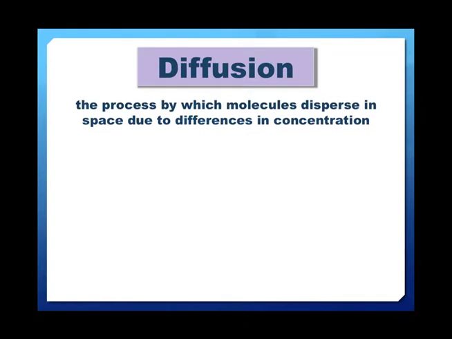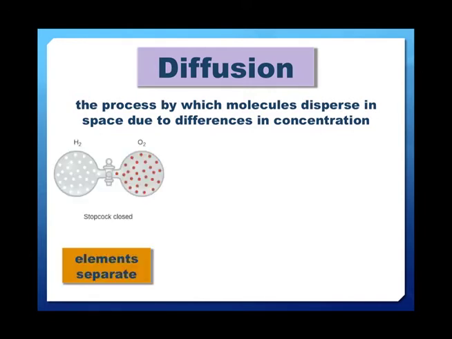When gases experience a discrepancy in concentration, they will move to even out this difference by a process called diffusion. Particles in an area of higher concentration will spontaneously move to an area of lower concentration until the concentrations become equal.